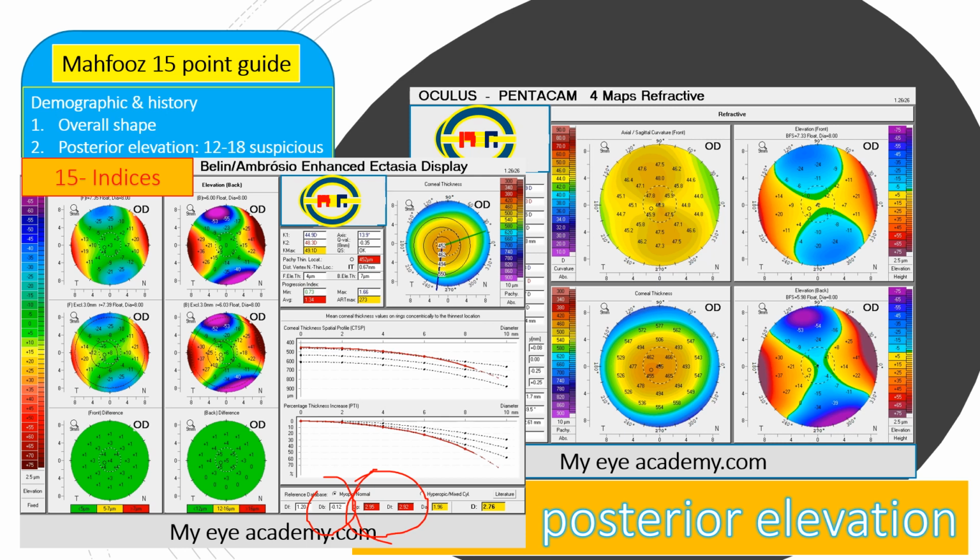It may be keratoconus or maybe early keratoconus, which is not evident, or there may be a problem in the test, so we need to repeat it. So we need to keep a close eye on such patients who give you mixed patterns.